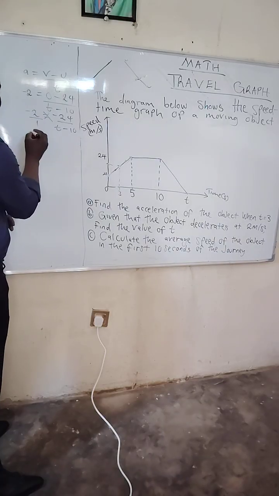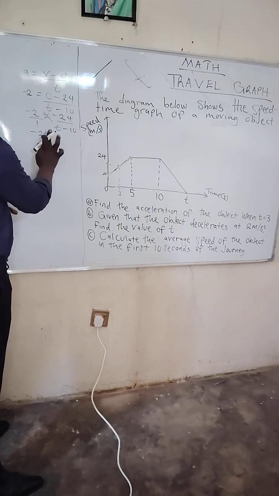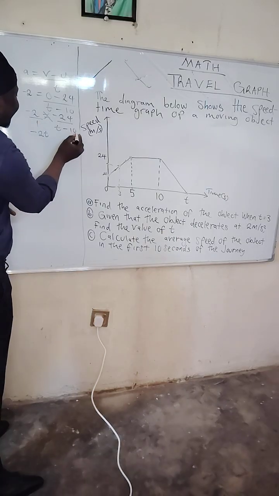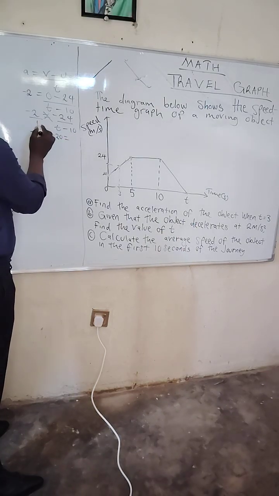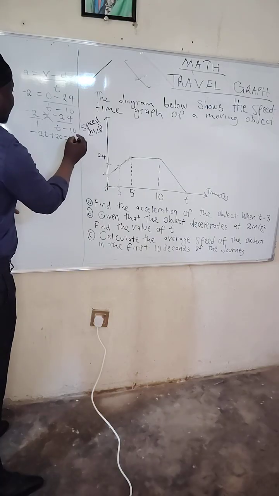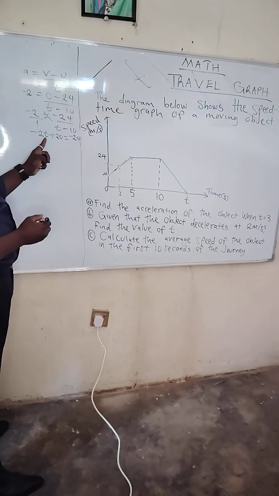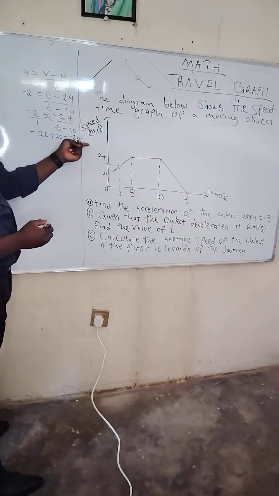Negative 2 times t, negative 2t equals, negative 2 times t, you have negative 2t. Again, negative 2 times what? Negative 10, positive 20 equals 1 times negative 24, negative 24. What we are interested in is what? T. Like terms, this has no letter, this has no letter, so this will follow the other there.